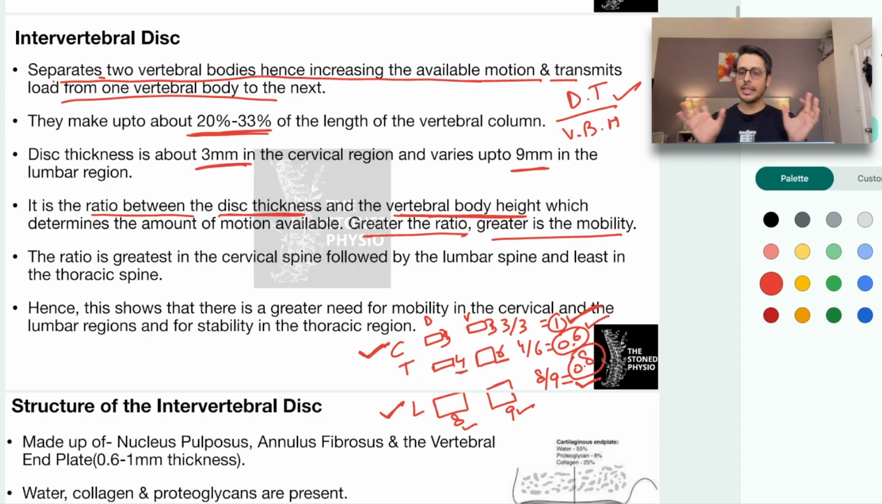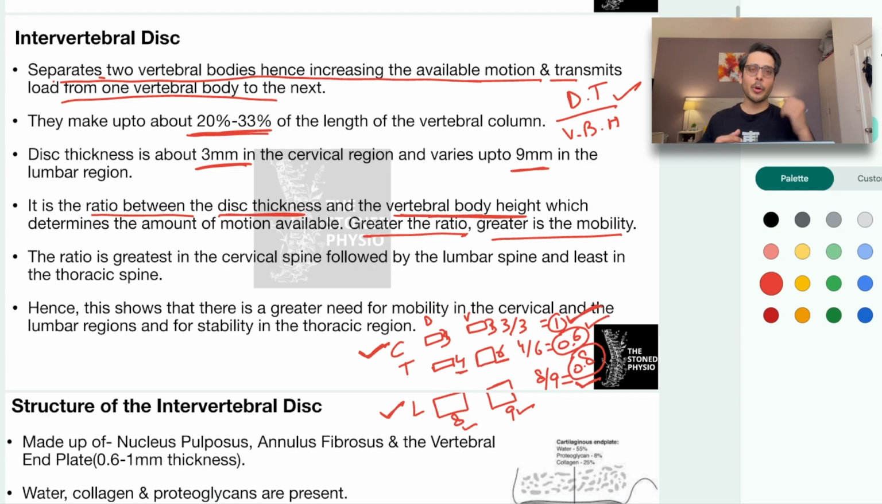These are guess numbers. They're not exact values that we get to see, but this is just an example to show you how we use this ratio to determine the amount of mobility. So 0.6, the result of the ratio in the thoracic spine, is the least, and hence the least mobility in the thoracic spine.